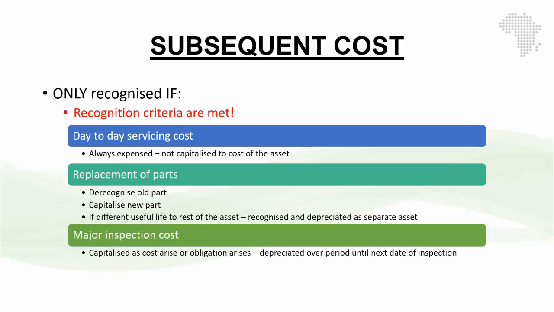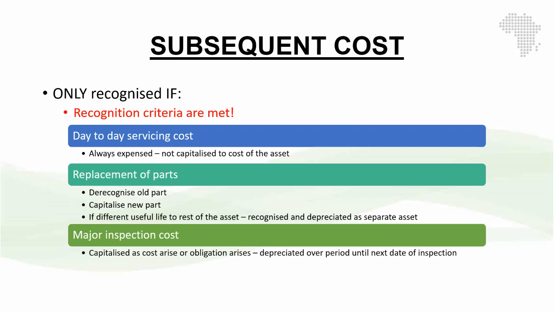Okay, then the next thing. We've now dealt with recognition, we've dealt with initial measurement, now we need to deal with subsequent costs. I've recognized my asset initially, but then after that, I incur some additional costs. Can I now capitalize that to the cost of the asset, or must I expense it?